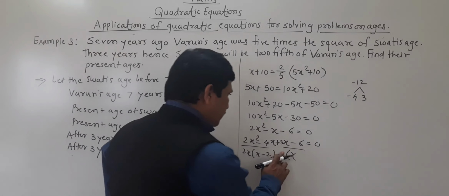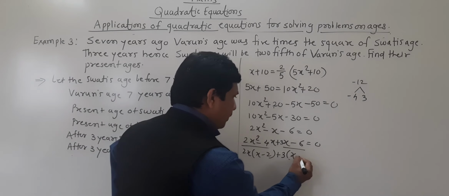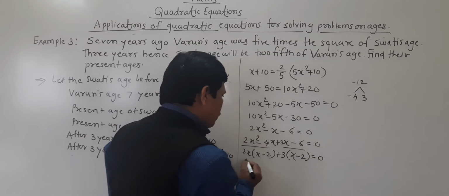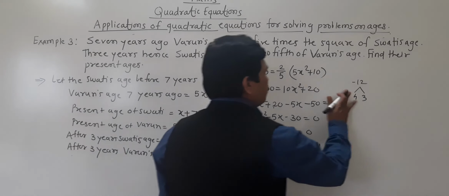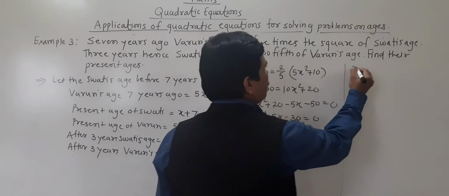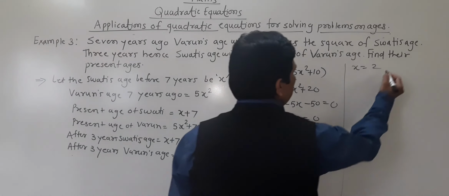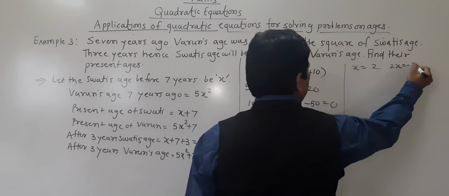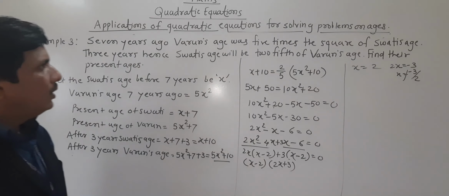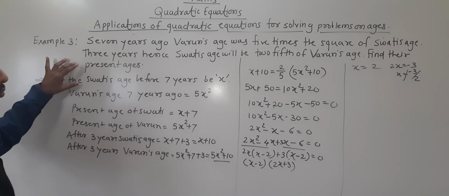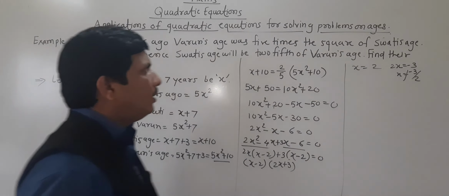So here we will take 2x common, x minus 2, plus 3 common, x minus 2 is equal to 0. So first bracket x minus 2 and 2x plus 3. So x is equal to 2. x is equal to 2 is the correct answer, and 2x is equal to minus 3, so x is equal to minus 3 by 2, which is not possible, because we are thinking about age. So x is equal to 2 we will think about that.